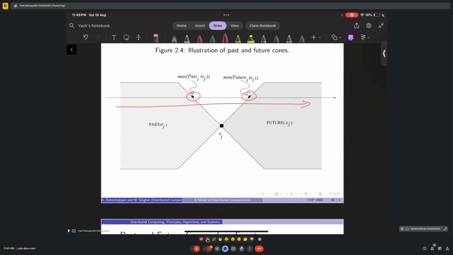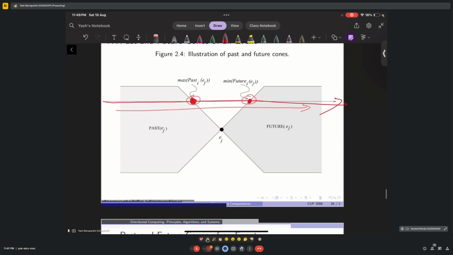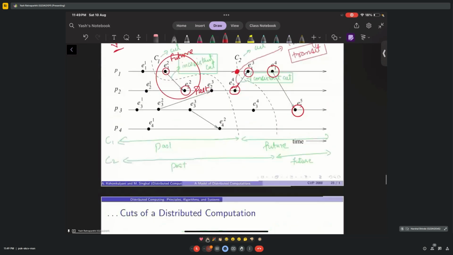Okay, now this is the thing. देखो बहुत easy सा terminology है. If this is a process line, this is a process line, and this is my cut. This can be my maximum past. Correct? क्यों maximum past? क्योंकि उसके बाद तो EJ ही आ जाएगा. Correct है? And this will be my minimum future. See this diagram. You will understand this.